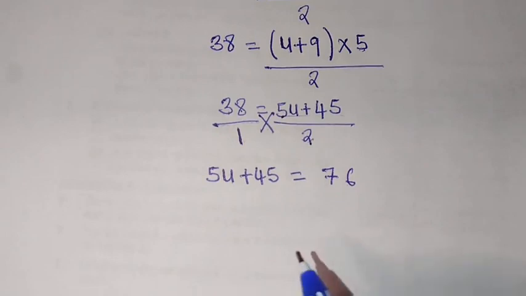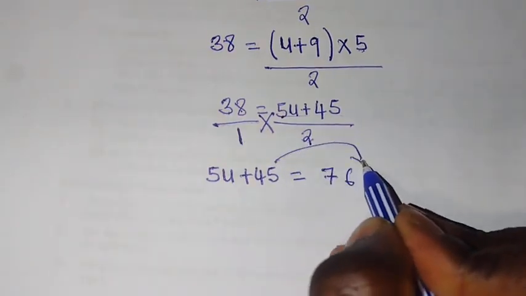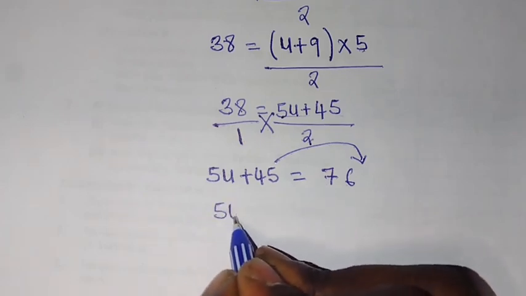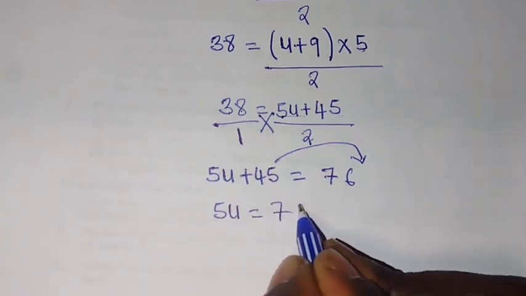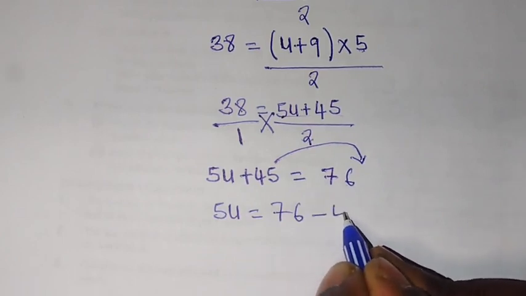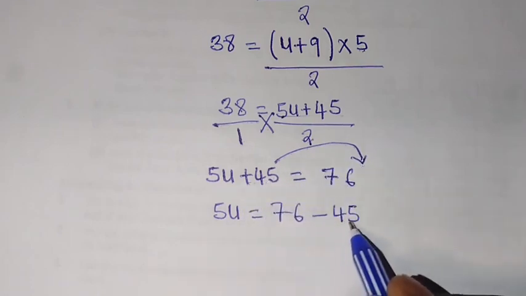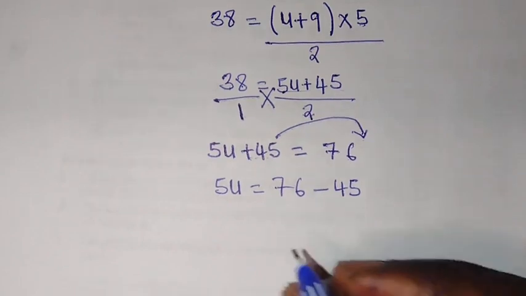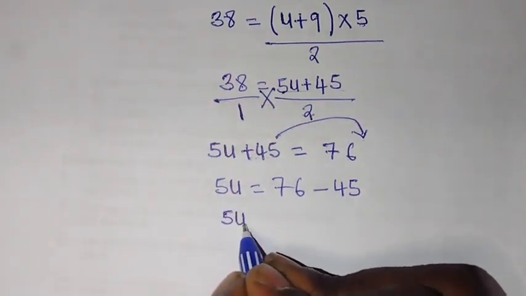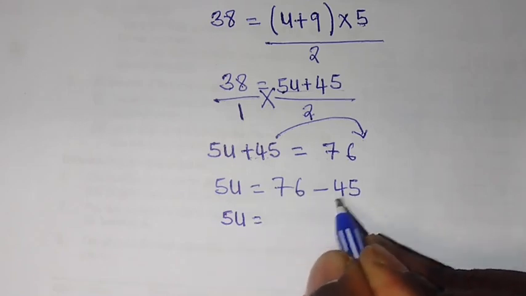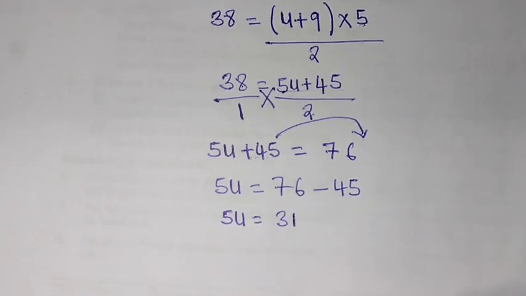From this stage, we can collect the like terms. 45, you go that side. We remain with 5u equal to 76 minus 45. 45 is positive; when it goes there, it becomes negative. So 5u equal to 76 minus 45. This will give us 31. I want to find the value of u, so we need to get rid of the coefficient of u, which is 5, by dividing both sides by 5.